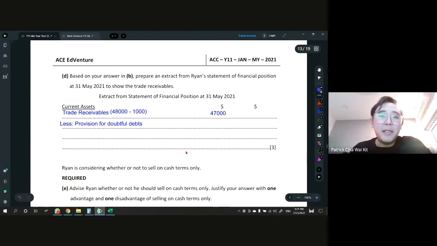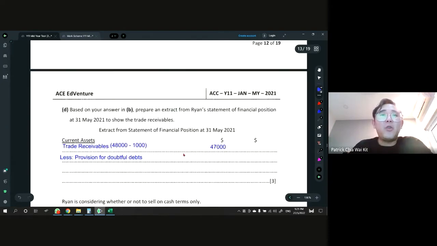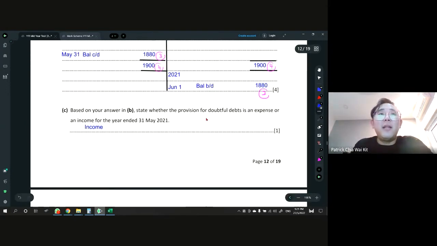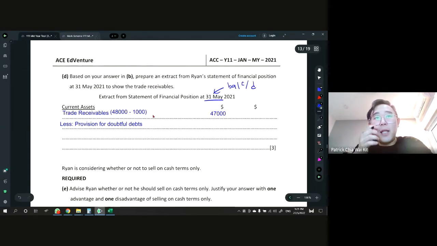Okay, and how much is our PFDD for the end of the year? So 47,000, 4% of it, which is 1,880, right? In the SOFP, the number that you all see is always the balance c/d, since the date is 31st May. It's actually the balance c/d number. In all the T accounts, the balance c/d number is the one that will appear in your SOFP, okay?